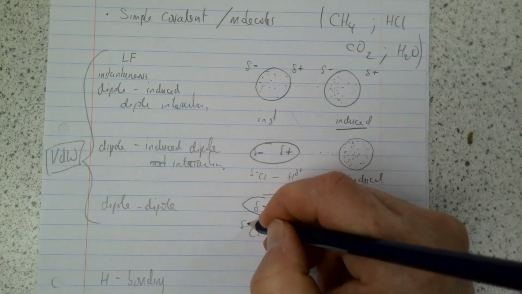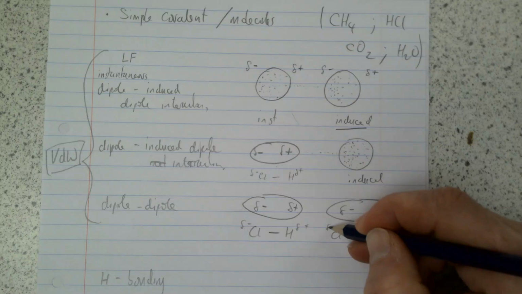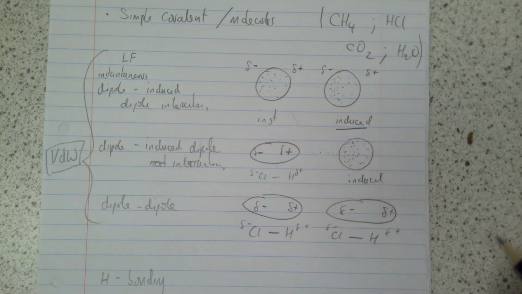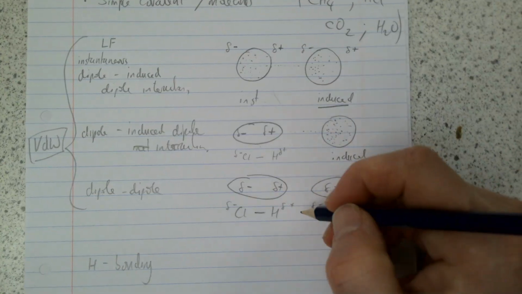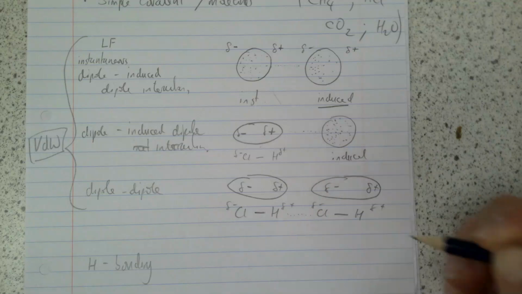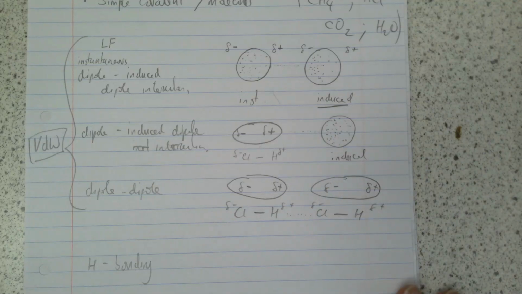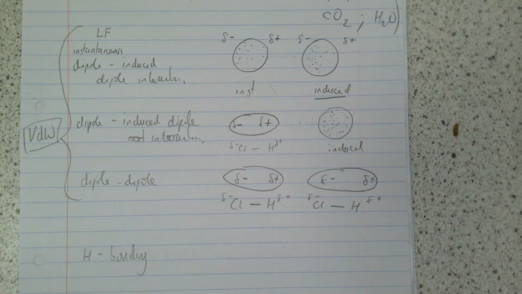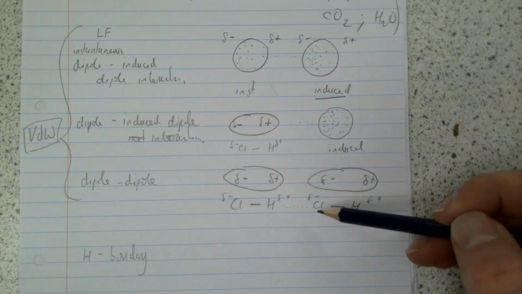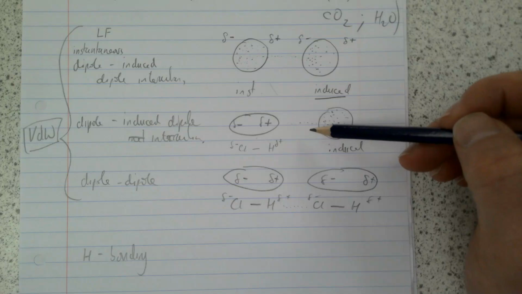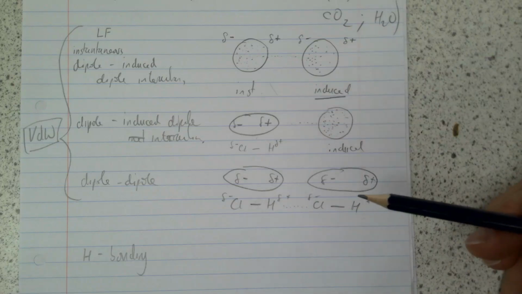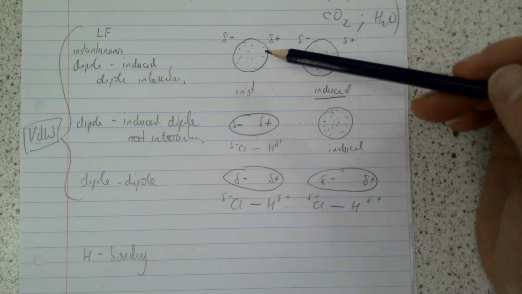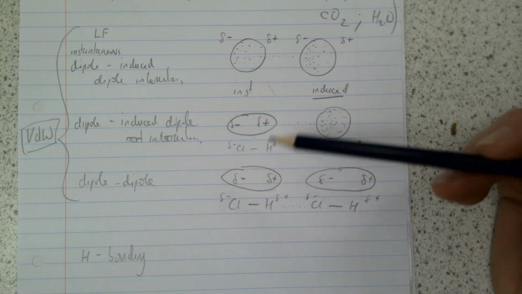So delta minus, delta plus, delta minus, delta plus. These molecules have permanent dipoles because there's a difference in electronegativity between the two atoms. And therefore there's an attraction between the delta plus end of one molecule and the delta minus end of another. And so that's a dipole-dipole interaction. Typically that will be stronger than an induced dipole interaction and stronger than London forces typically, though as I say, London forces can be really strong if there's lots and lots of electrons.